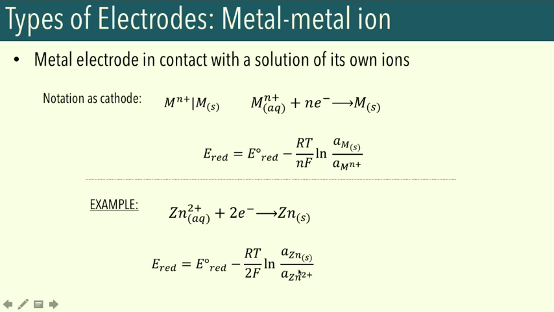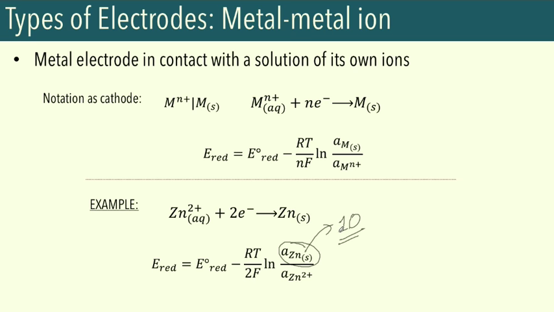Okay? So note again that most of the time, our solid components will just have an activity of 1, okay? So for the most part, for simplicity, we could just omit the solid part over here, okay? But later on, we'll see how we could actually change the activity of a solid, which will also lead to the change in reduction potential of the electrode, okay? So one way that we could actually do that is through amalgams, okay?